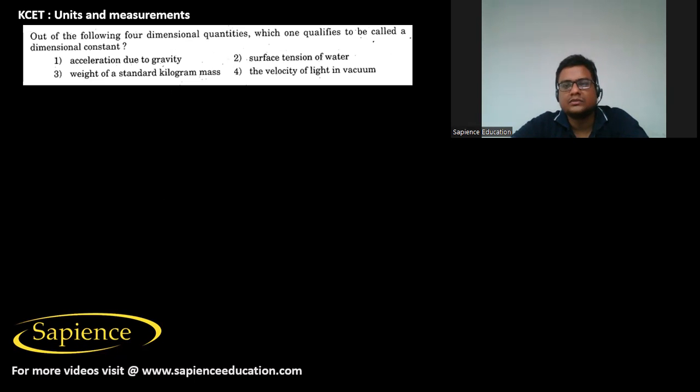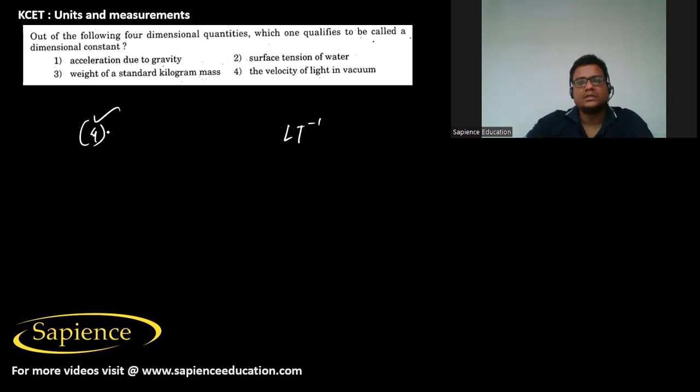Acceleration due to gravity is also not a constant, since it will vary with depth and with height. And weight of a standard kilogram mass, weight also will change with the value of g. So the velocity of light in vacuum is obviously a constant, and it has got dimension also, which is L T power minus 1, since it is a speed. So option 4 is the correct answer.